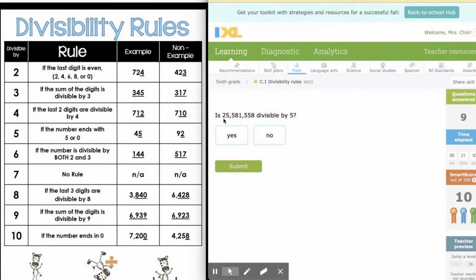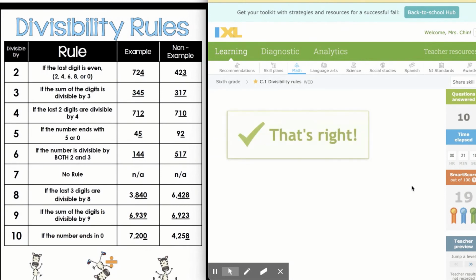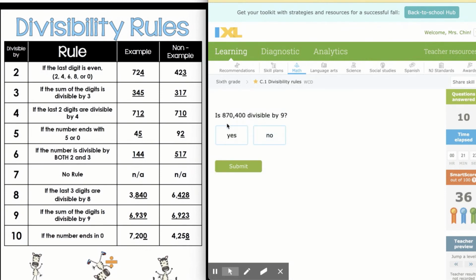Okay, this is asking me for this huge number, 25,581,558. Is that divisible by 5? Well, it doesn't end in a 5 or a 0, so it's not divisible by 5. How do I check to see if 870,400 is divisible by 9? Look back at your rules. This is the one where I have to add up the digits. 8 plus 7 is 15, plus 0 is still 15, plus 4 is 19, and 19 is not divisible by 9, so there we have that one.